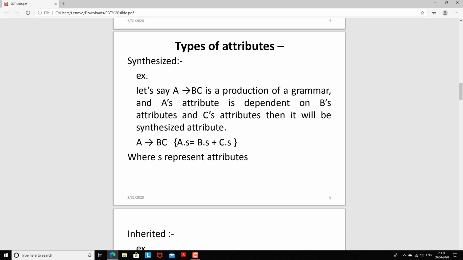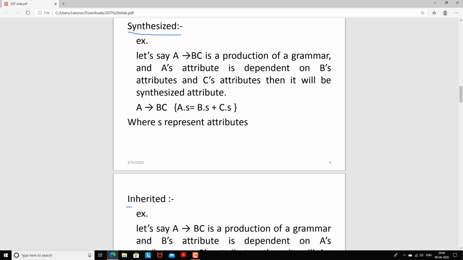So there are basically two types of classification regarding the attributes of SDT. The first one is synthesized attribute and the next one is inherited attribute. Mainly these two classifications, and further there are some more classifications. So what is a synthesized attribute?